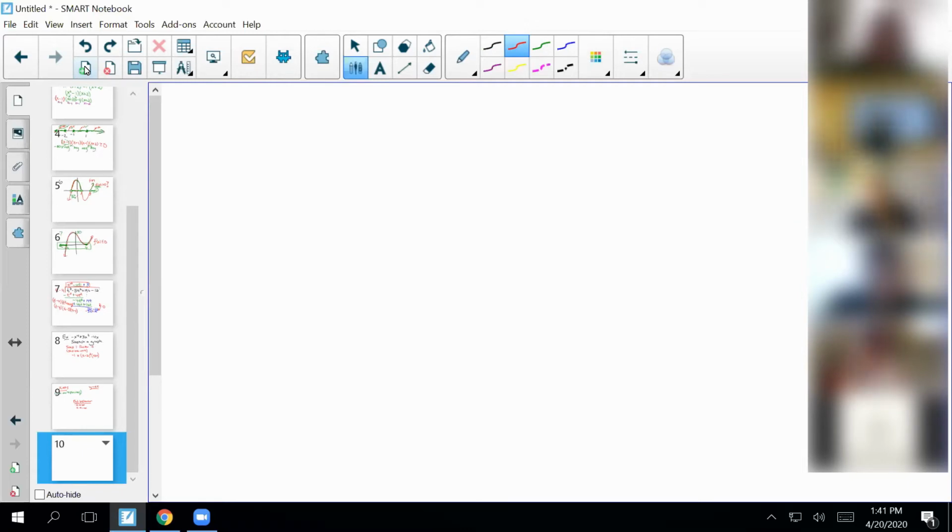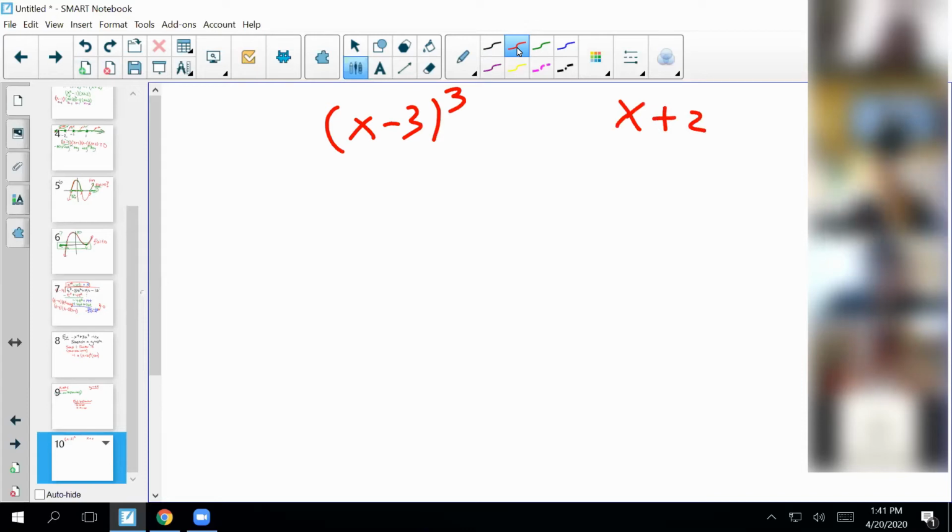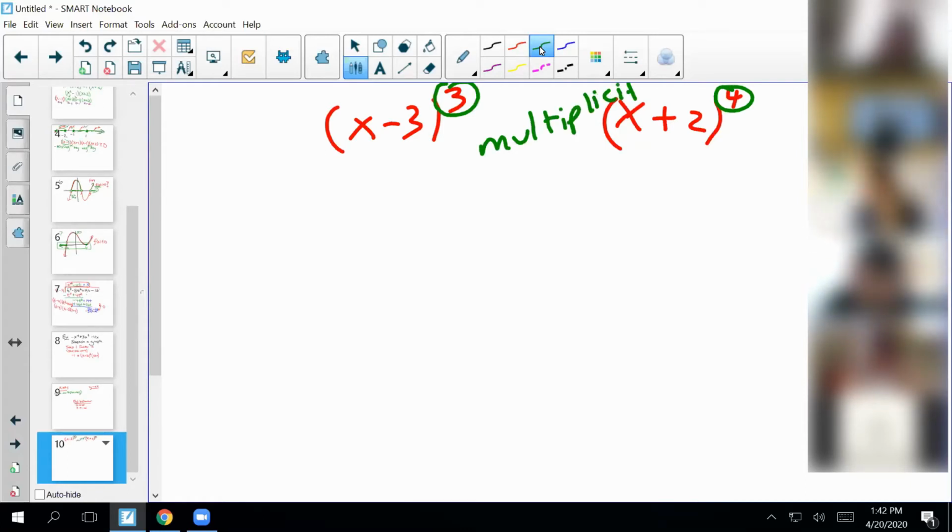So the multiplicity, so if we have, for example, x minus 3 cubed, or if you have x plus 2 to the 4th, these numbers up here, these are the multiplicities. And again, that basically just determines if it's a bounce or a cross.